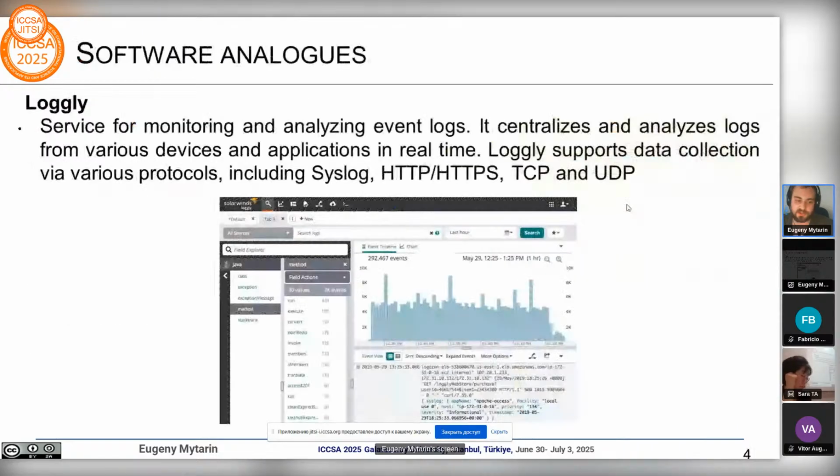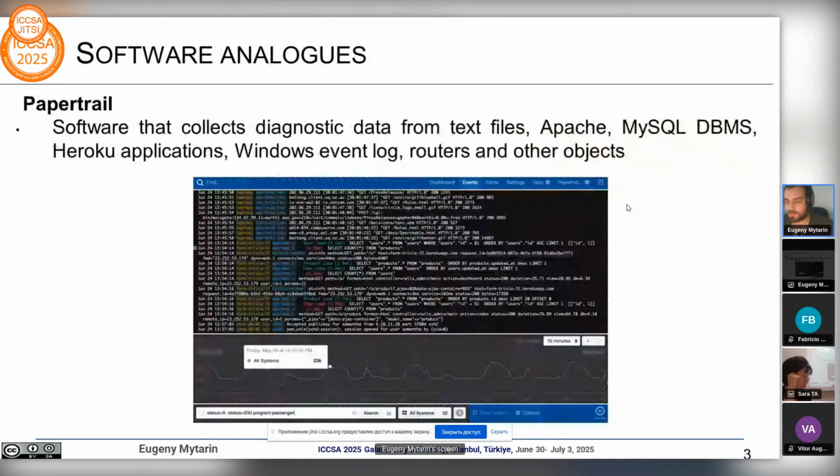First, let's discuss existing tools. First is Papertrail, a popular tool for collection of diagnostic data from text files, databases like MySQL, and applications like Heroku. While effective for log aggregation, it lacks predictive capabilities. It operates only in real time, unable to forecast future system states. This limitation motivates our work to develop a more advanced solution.